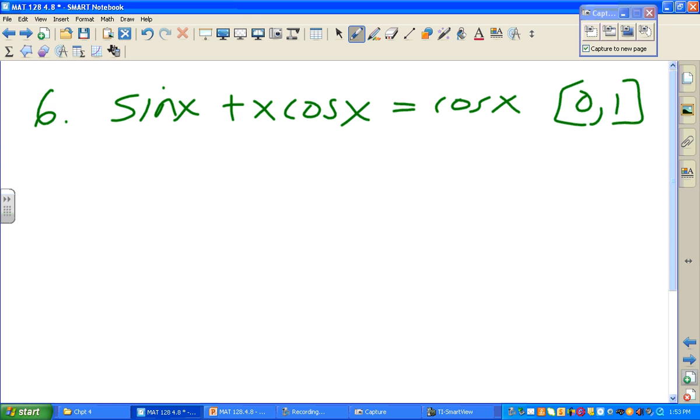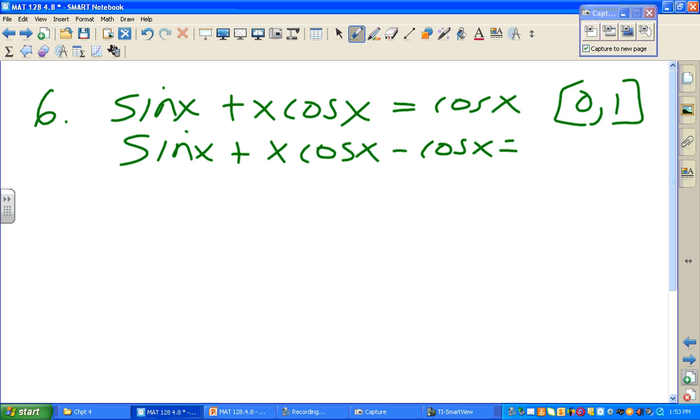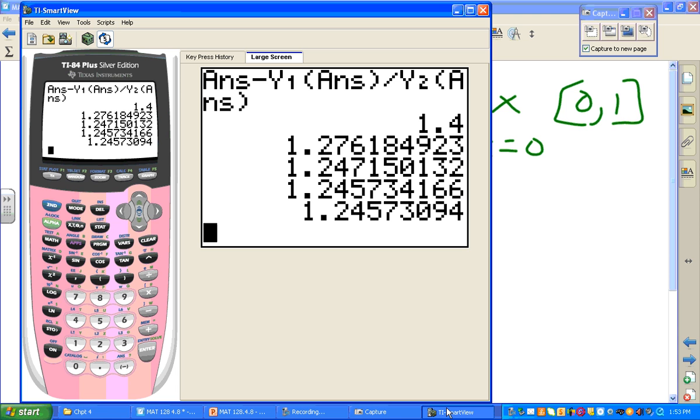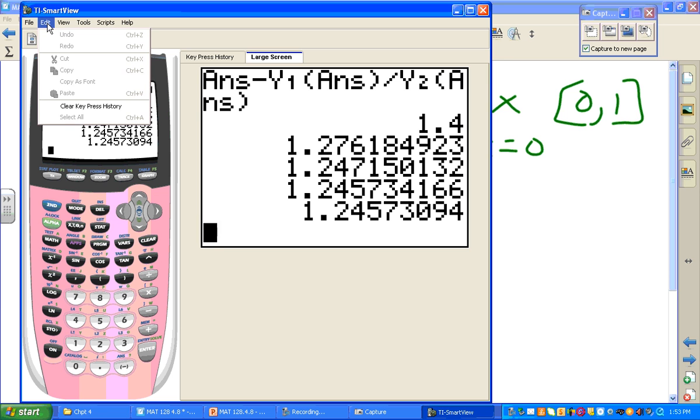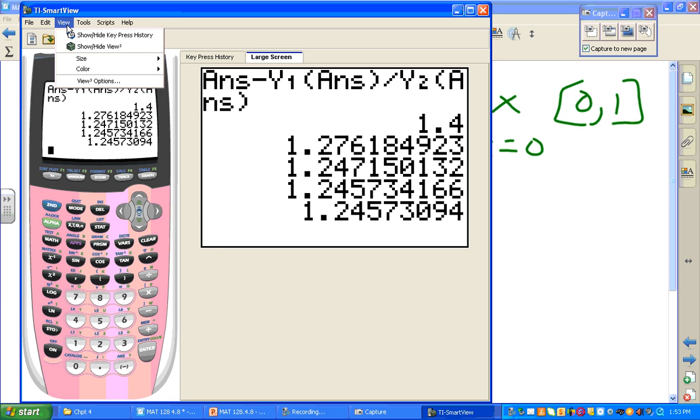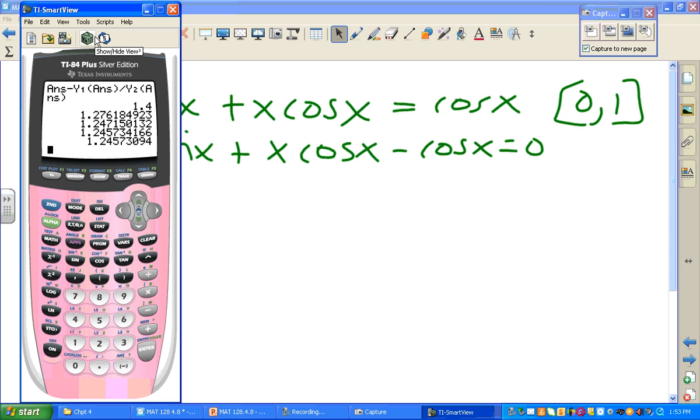Let's give it a whirl. What do you say? Sine of x plus x cosine of x minus cosine of x equals 0. Now, I'm surprised nobody's saying anything yet, but I'll go ahead and say it now. Edit, view, hide. No, I subtracted it, said equals 0.